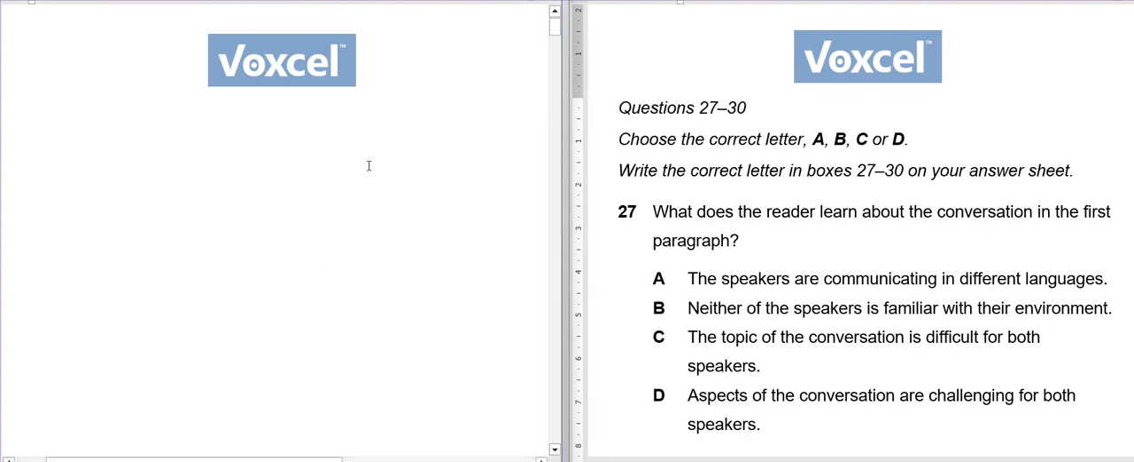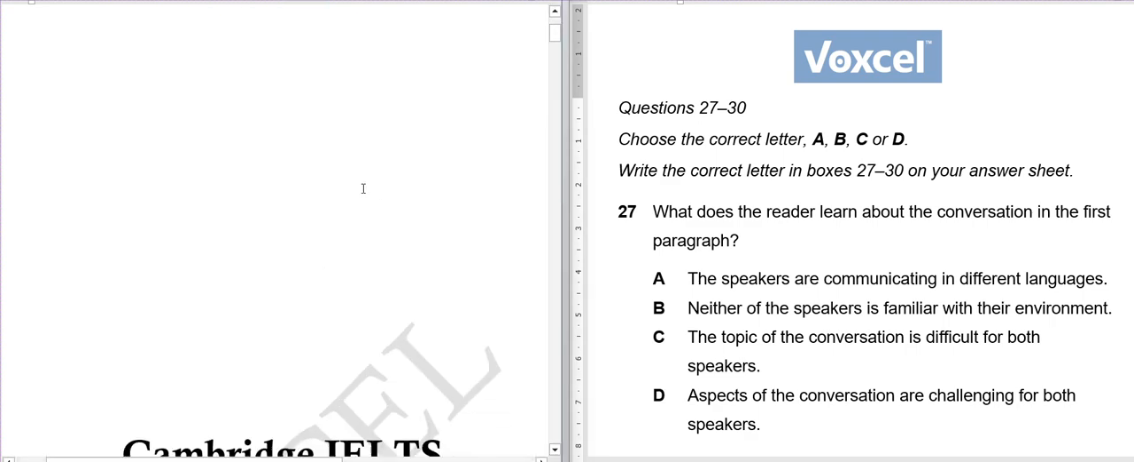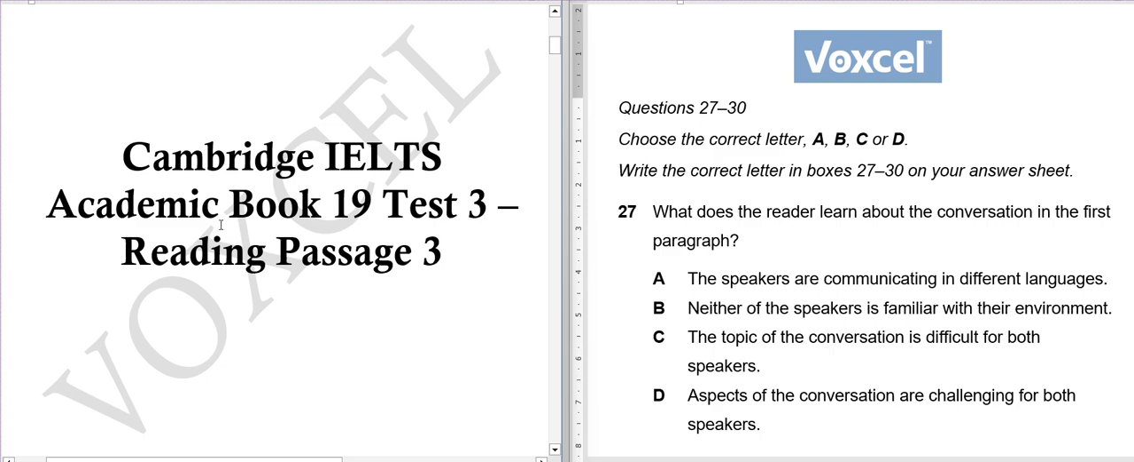So in this video we're going to discuss reading, and this reading will be of Academic Book 19, third test, reading passage 3. We have already discussed passage 1 and passage 2. If you haven't seen those videos, you can watch them after watching this video. For right now, I want your undivided attention so that you can understand how to solve this particular passage and how to solve these question types. So without further ado, let's dive right in.